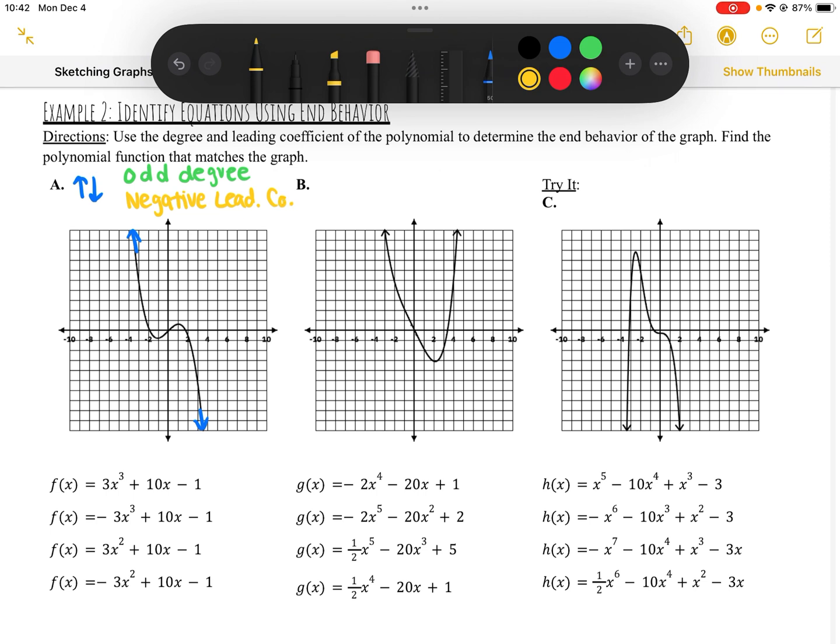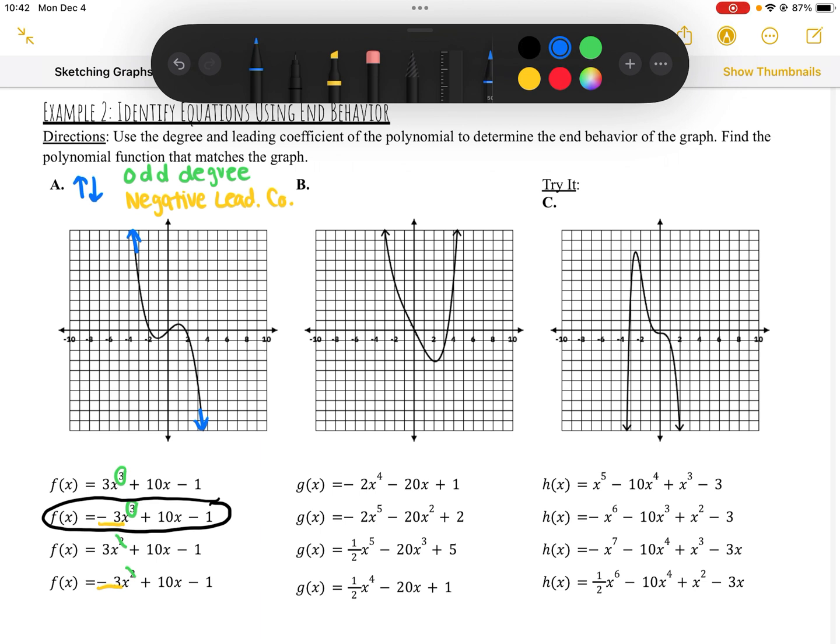So I need to look at my equations below. I need to find an odd degree. So odd degree, 3 in the first one, 3 in the second one. The second two, x squared, x to the second power, that's even, so no good. And then now I need a negative leading coefficient. Negative leading coefficient would be -3. So the equation that has both that odd degree and negative leading coefficient is going to be my second equation. So the second equation matches the graph. F of x equals -3x to the third plus 10x minus 1.